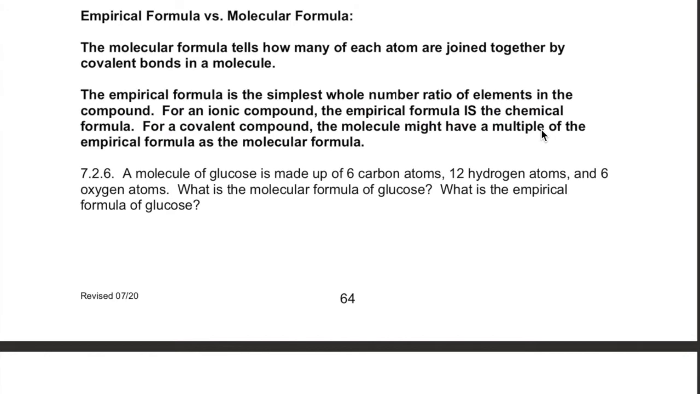Let's take a look at the difference between an empirical formula and a molecular formula. So the empirical formula is the simplest whole number ratio of elements in the compound. It's the simplest ratio. And the way we provide a formula for an ionic compound, since an ionic compound is not hooked together in molecules, the formula is the empirical formula.